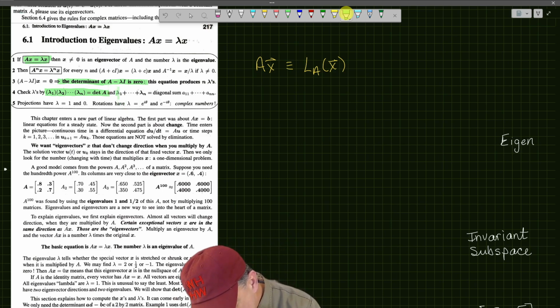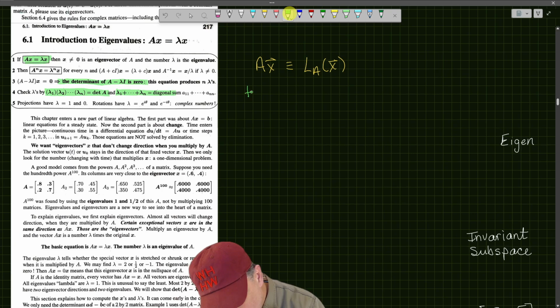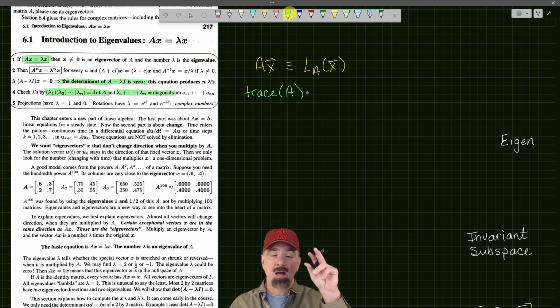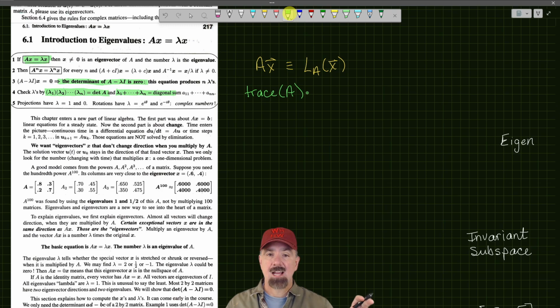And then the sum of the eigenvalues is equal to the sum of the diagonal elements. This is also called the trace. So the trace of A is equal to the sum of the elements that are on the diagonal in the matrix A. And it turns out that that sum is equal to the sum of the eigenvalues, interestingly enough.